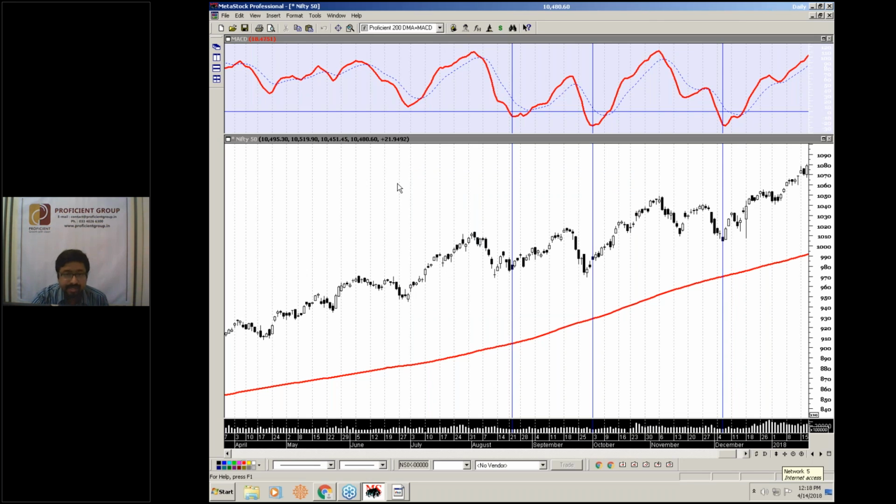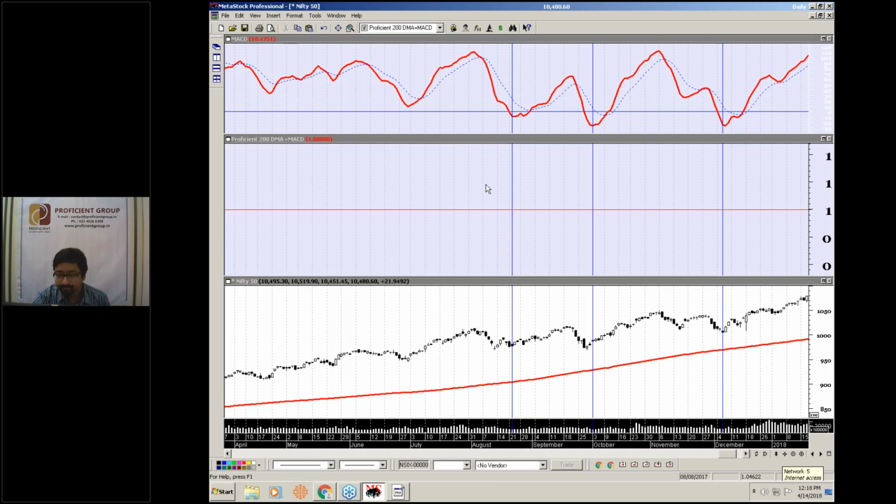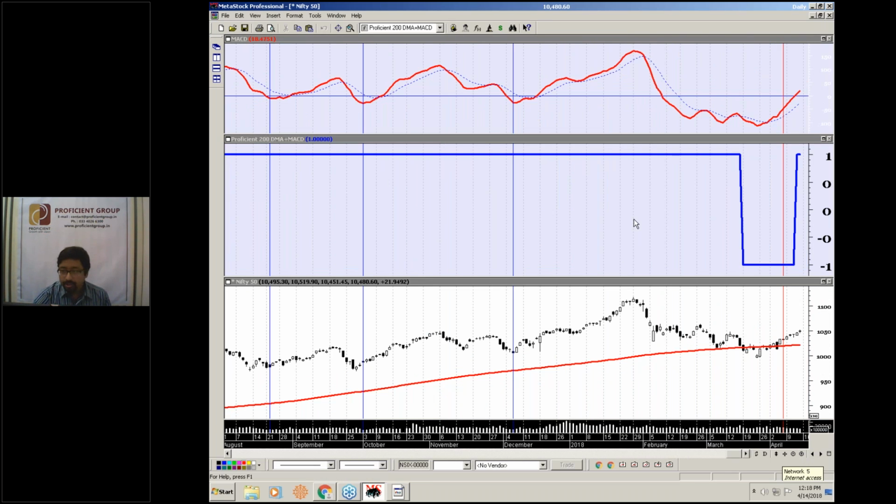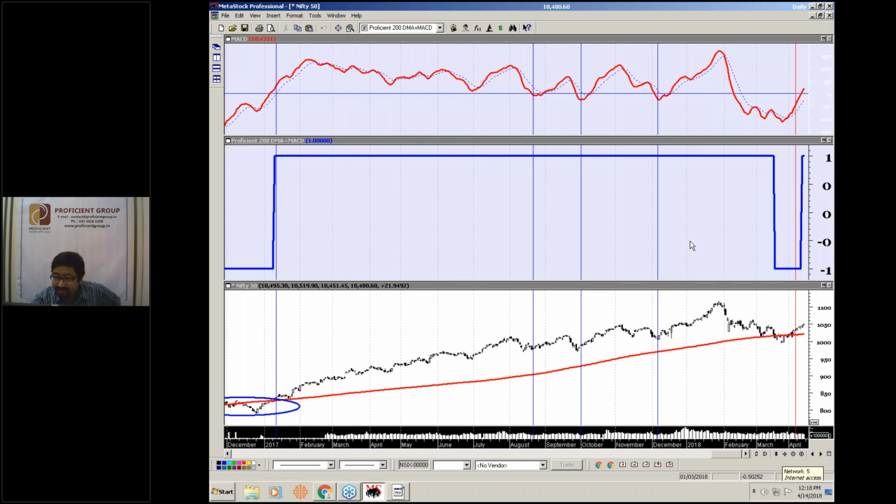So let's plot this indicator, right? Here you can see the new indicator that we created right now, and I'm going to plot this indicator. Here we go. So you can see this is the indicator that we created right now in this class.